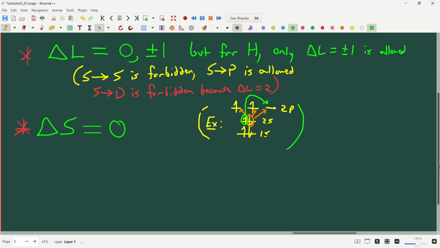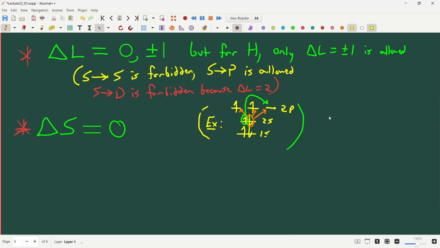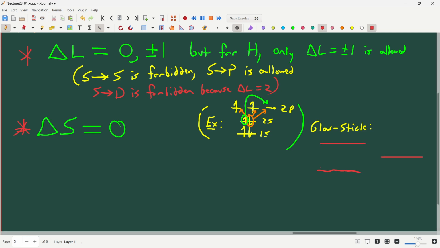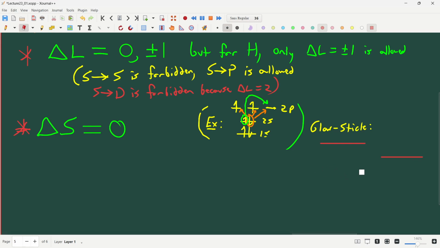So glow sticks have a 3-level effect. They have a 3-level effect in a glow stick. So imagine you have 3 levels here that look like this. Let me make them a little more dramatic, but just different energies.